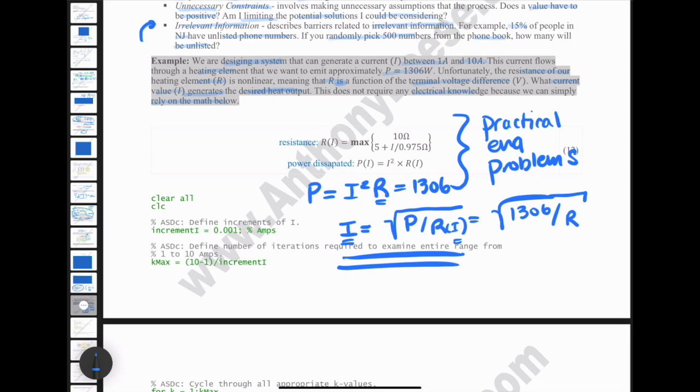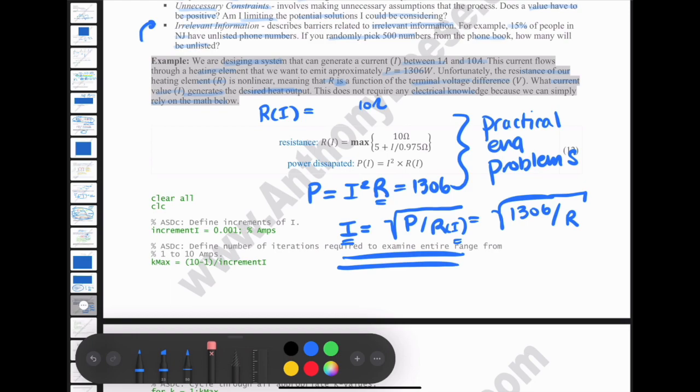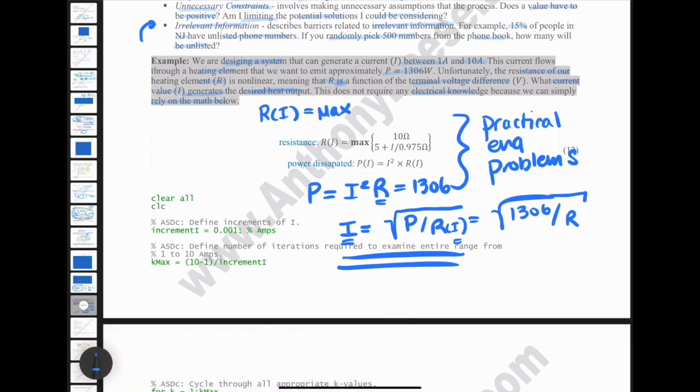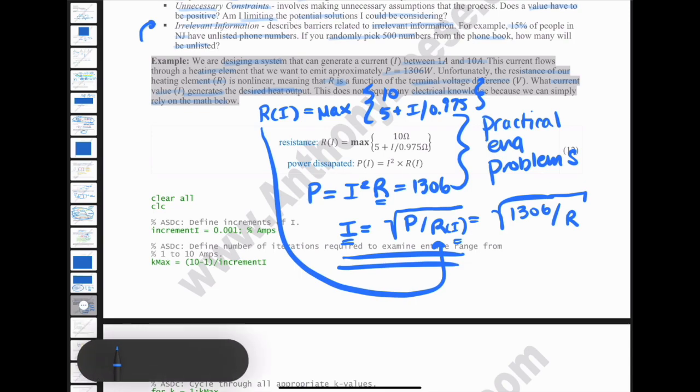And the reason is because of this expression up here. R is not just equal to 10 ohms. That's not the value. It's equal to the maximum of two different values: either 10 or 5 plus I over 0.975. So we need to take this and plug it in right there, and that makes solving a little bit more difficult.